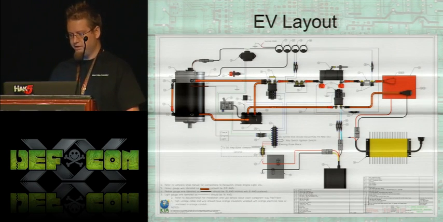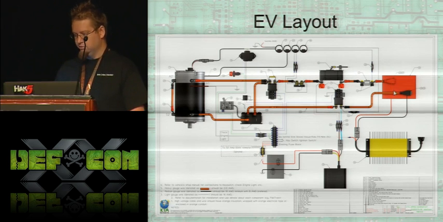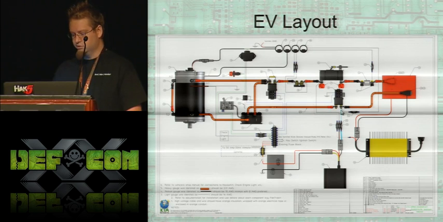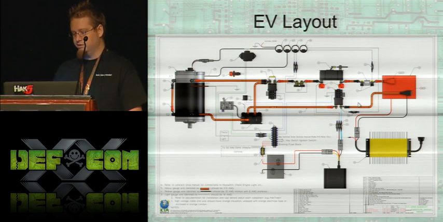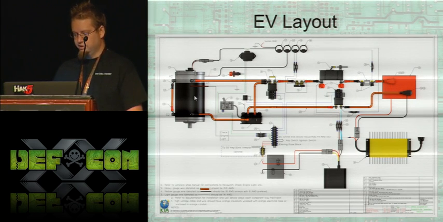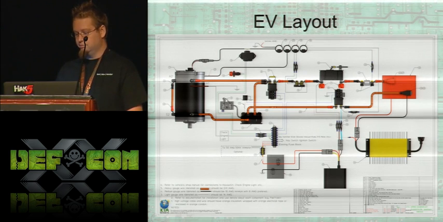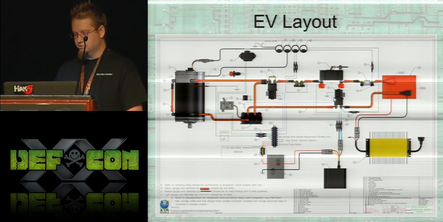Here's the EV layout. You've got your traction battery pack, which is what you call the battery that really moves the vehicle. You also have a 12-volt accessory battery. And then you've got your motor. You have the motor controller, throttle, a bunch of fuses all over the place just for safety, and a charger.